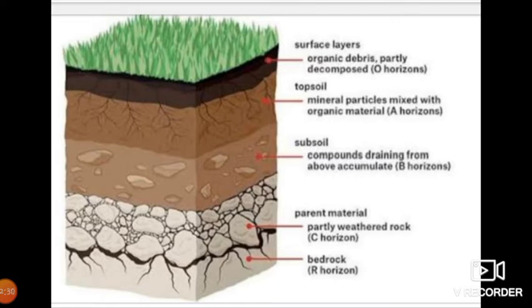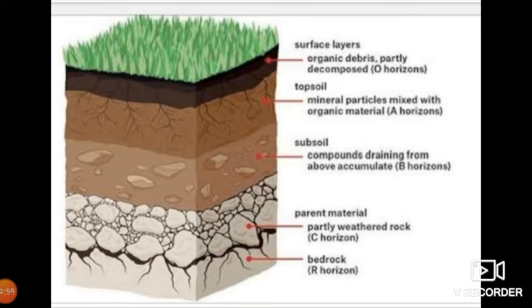And the second one is the subsoil or the B horizon. Here compounds draining from above accumulate. That means some rich minerals seep down along with water. It contains compactly packed fine particles of soil. That is the B horizon or subsoil.